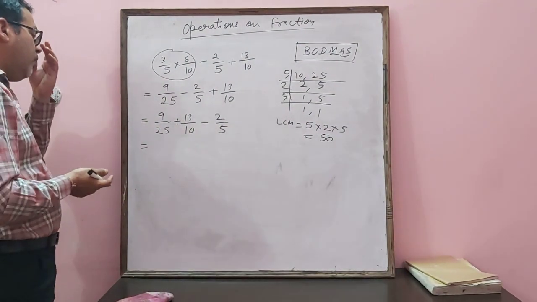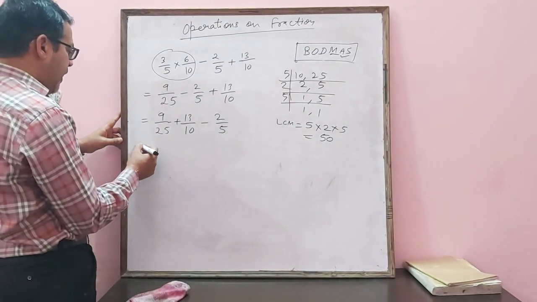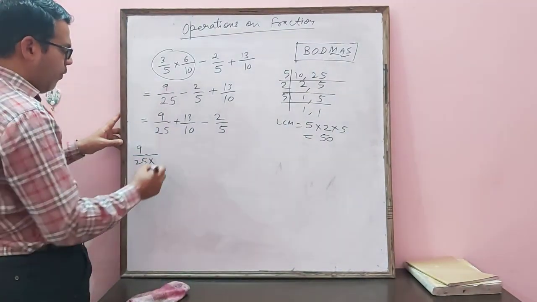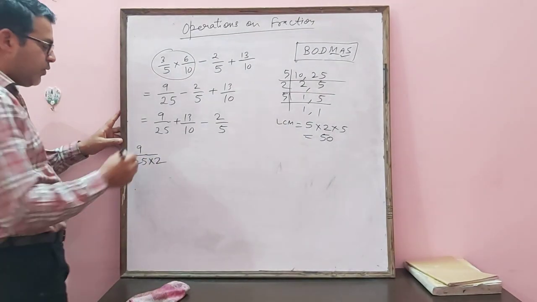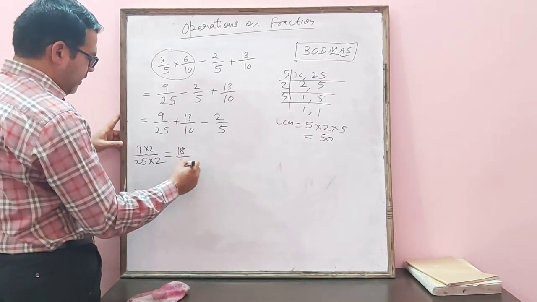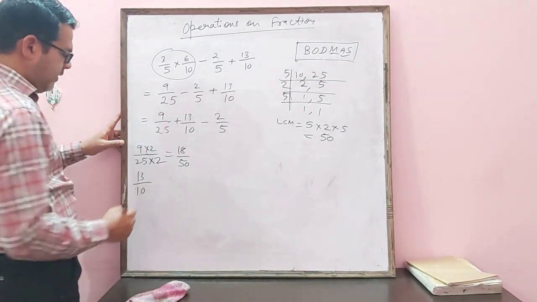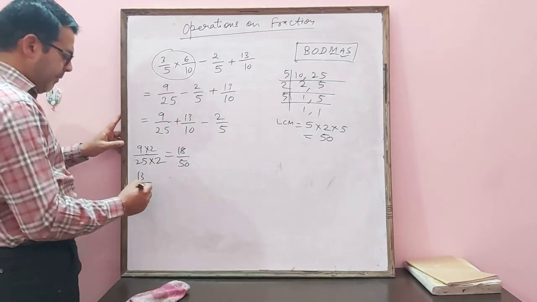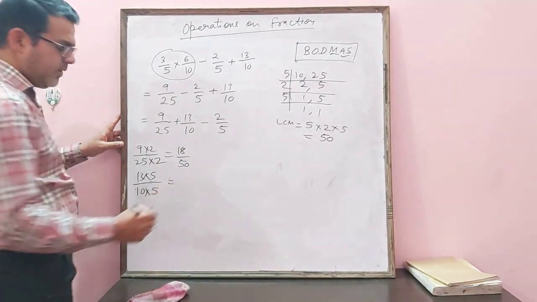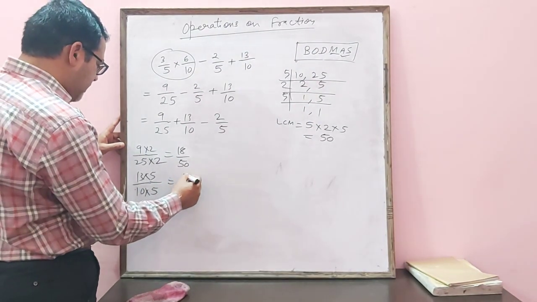Right? So, what to do now? We have to convert this 25 into 50. How? By multiplying by 2. So, we need to multiply by 2 on the upper side also. 18 by 50 we have. And the second is 13 by 10. How can we make this 10 into 50? By multiplying by 5 on both sides. Right? And 13 fives are 65. Then downside 50.